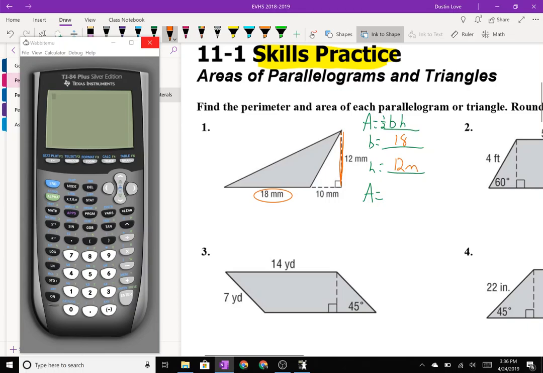And then for the actual area, I'm just going to plug in base and height into the formula. So 1/2 times 18, turn off my text to shape. 1/2 times 18 times 12. So the area is 108 millimeters squared. Remember that our areas always have square units.